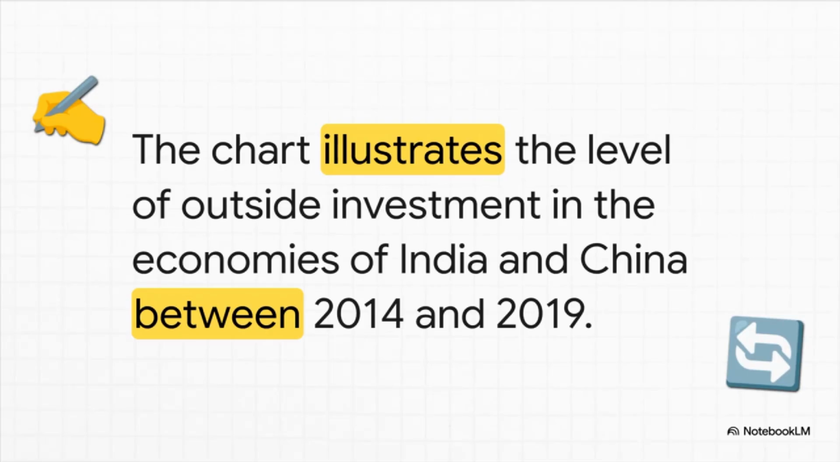First up, step 1. The introduction. All we do here is paraphrase the question. So instead of the chart shows, we'll write the chart illustrates. Instead of foreign direct investment, we can say outside investment. And from 2014 to 2019 becomes between 2014 and 2019. Boom, done. 1 sentence, perfect intro.